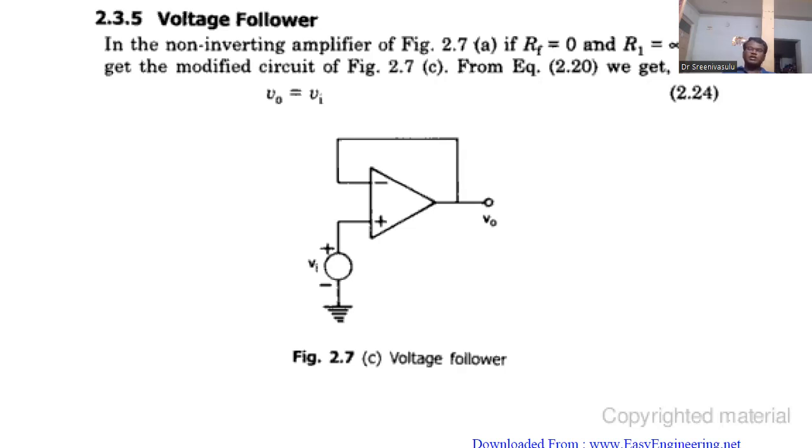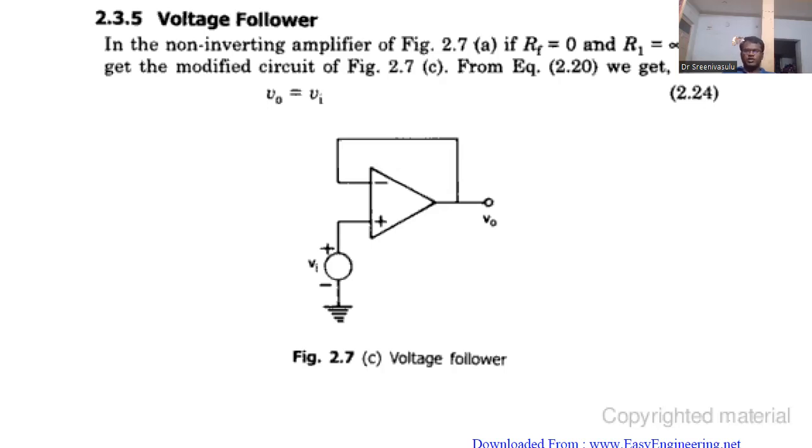Next, the input resistance Ri is going to be infinity. Infinity means it is an open circuit. So these are the two modifications we have done in the non-inverting amplifier. You need to make a voltage follower.